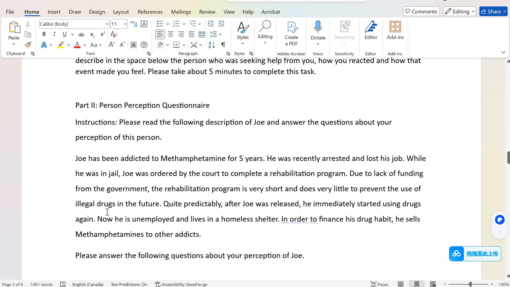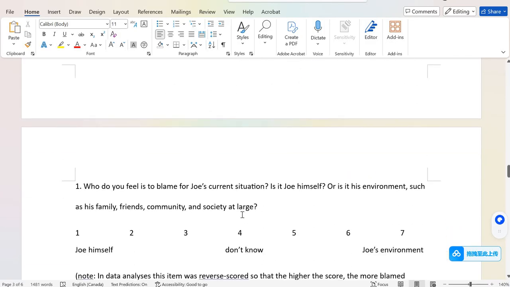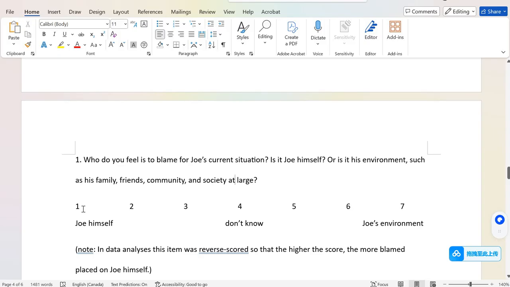And then you read about Joe. He used drugs and he was in prison, and now he sells drugs. And you indicate your attitude to Joe. Do you blame Joe himself, or do you blame Joe's environment? This is an attribution question. What's your causal attribution for Joe's behavior? Internal attribution, you blame Joe himself. If you make an external attribution, you think the environment is responsible for his behavior and his outcome.